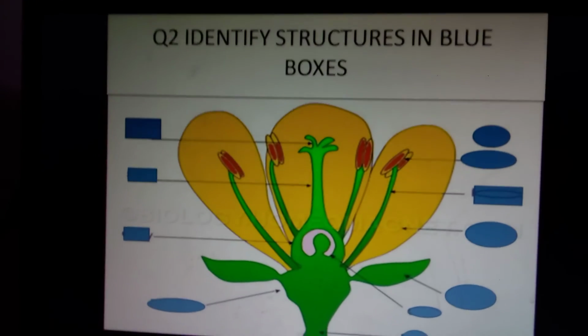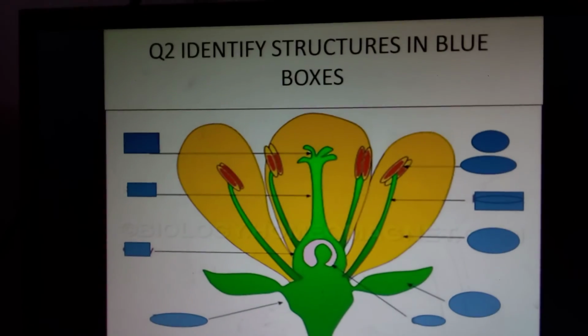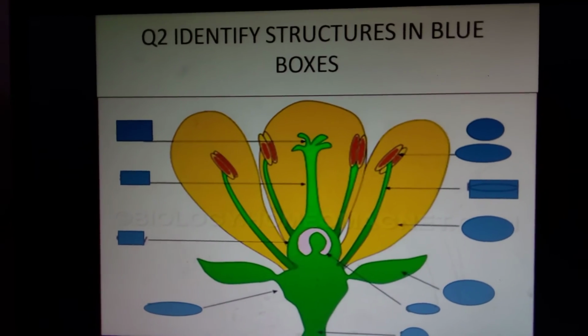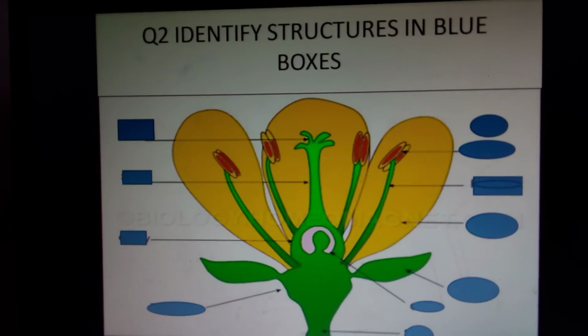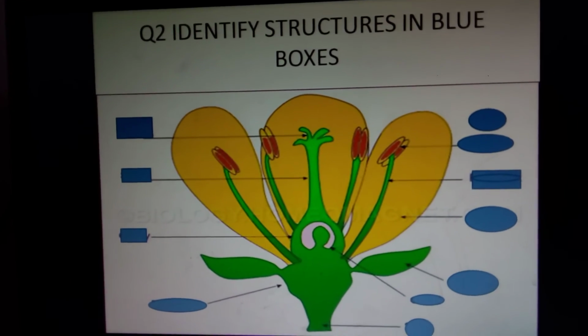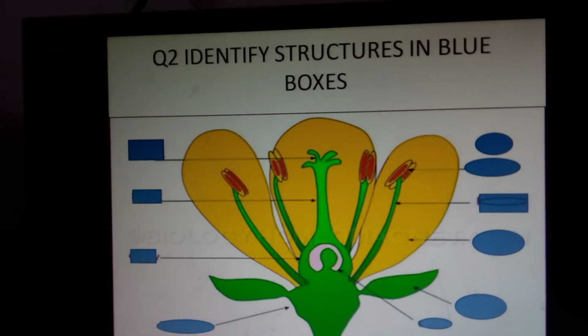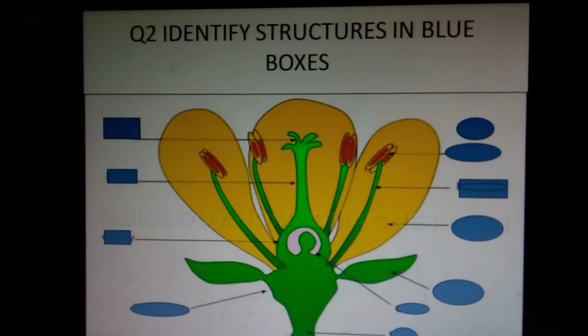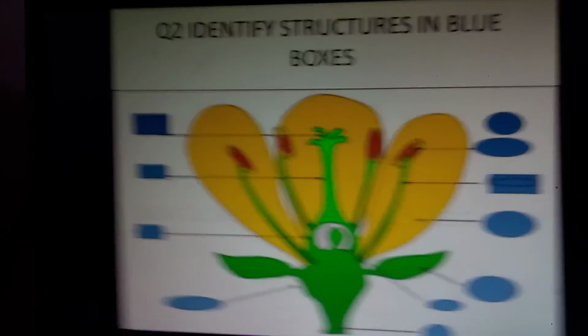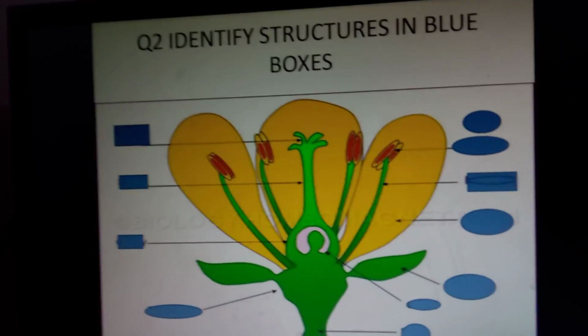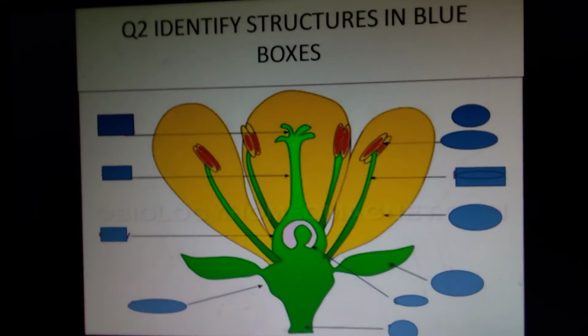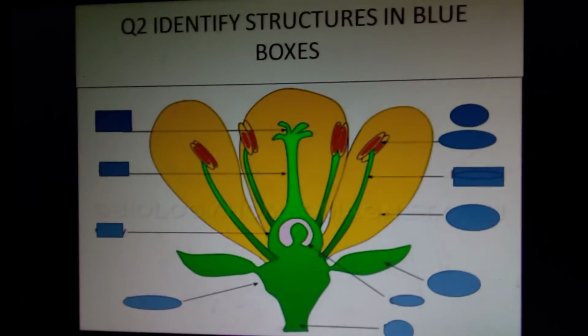Now question number 2. Identify structures in blue boxes. Here we have given a structure of a flower. We have to identify the structures in the given blue boxes. You can pause this video and see this, write the structures in your copy, or also print this document.